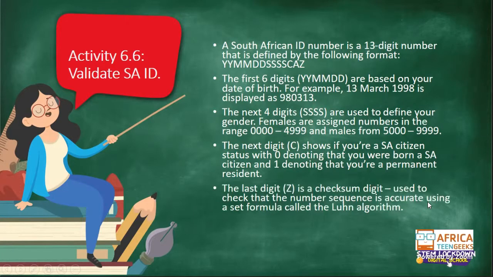And then finally, what we've just spent about 10, 15 minutes on, is that checksum digit, the final digit used to check that the number sequence is accurate using a set formula called the Luhn algorithm.